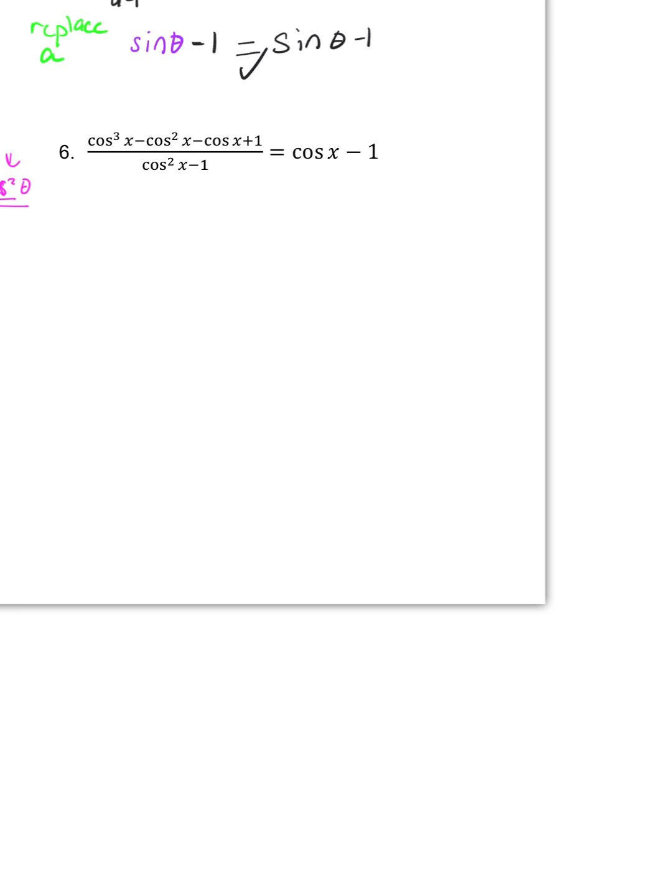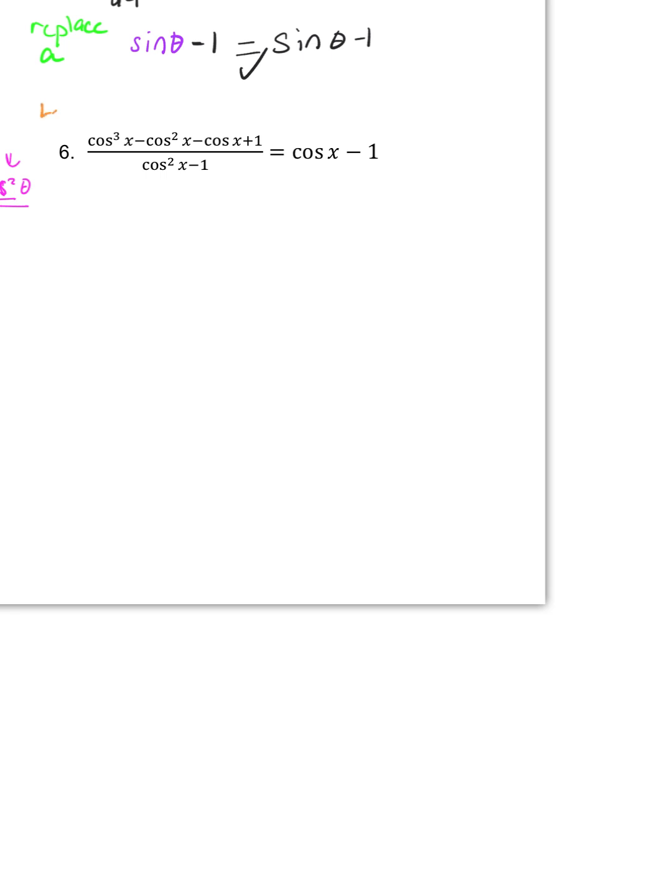We need to somehow get this thing over here to be just a cosine x minus 1 without a fraction. There's no negatives in there. And so we're going to have to factor first. So every time we see something like this, we're going to factor. So let's factor this. I'm going to first set a equal to cosine.